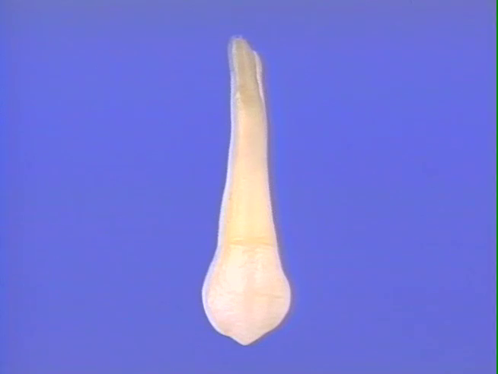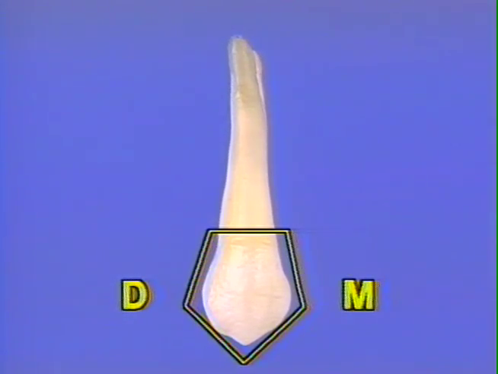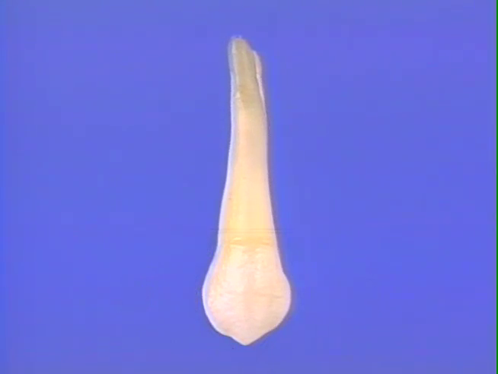The buccal aspect. The outline from the buccal aspect is basically pentagonal in shape. Compared to the maxillary canine, it is somewhat smaller in shape and has a less prominent cusp tip.